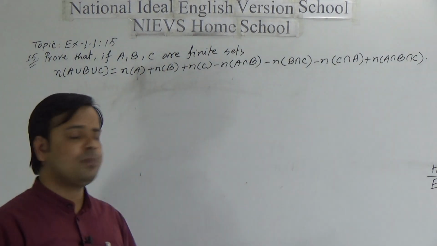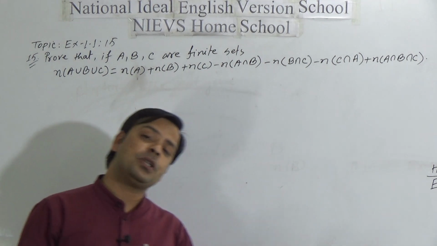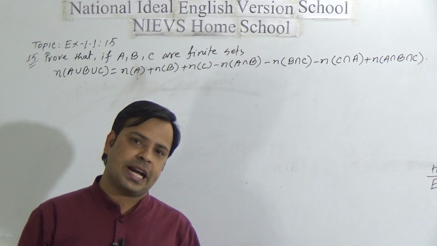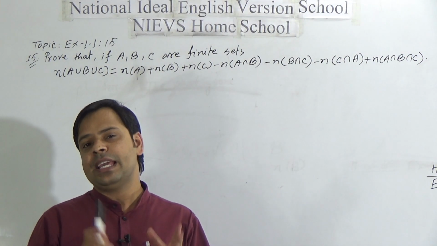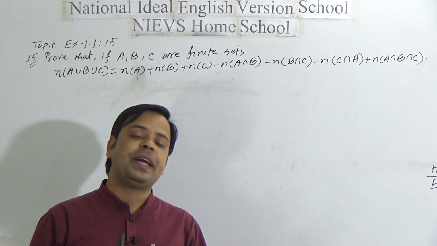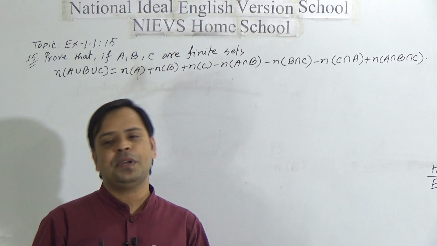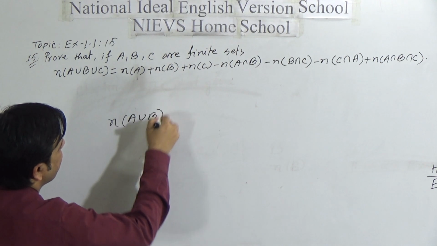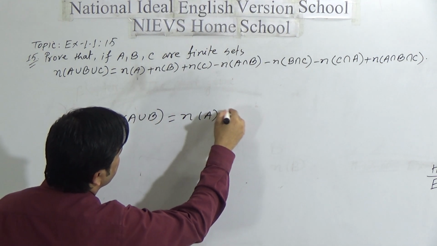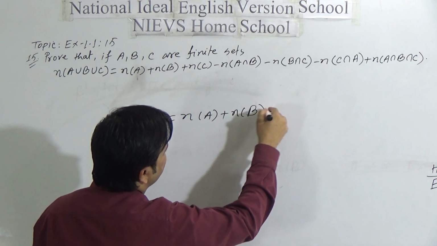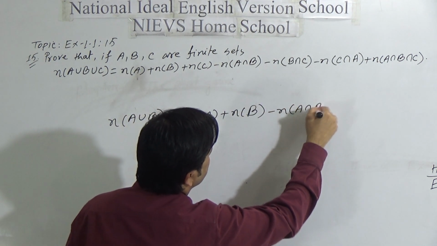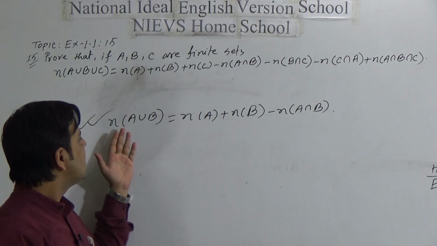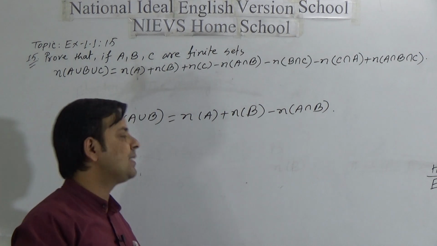Dear students, to prove this, we need to know proposition 9. In our previous class, we have learned about proposition 9. Proposition 9 means if A and B are two finite sets, then we have proved that n(A union B) is equal to n(A) plus n(B) minus n(A intersection B). We have proved this, and this is our proposition 9. In this case, the sets A and B are finite sets.